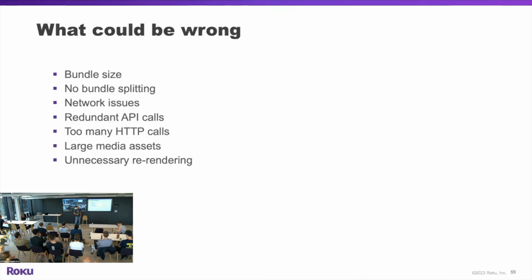Now, let's try to think of what can go wrong, why this is so slow. There could be a lot of reasons for this. Bundle size, we might have forgotten to split our bundle, or we could have lots of API calls that take ages. We might download lots of content. But for this presentation, let's look at the re-rendering part of these performance problems. Probably we're going to see some unnecessary re-renderings.